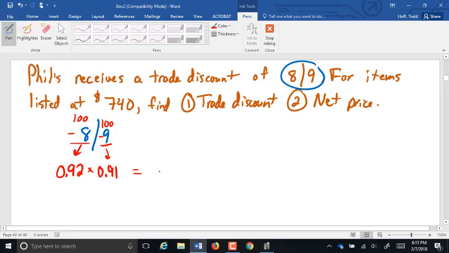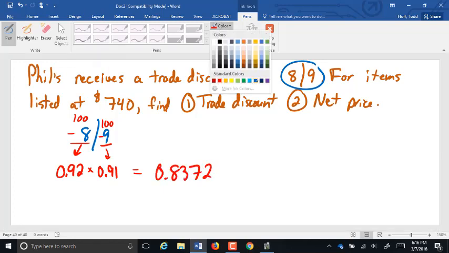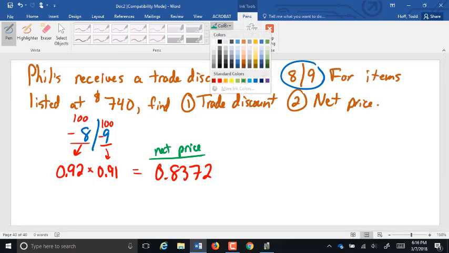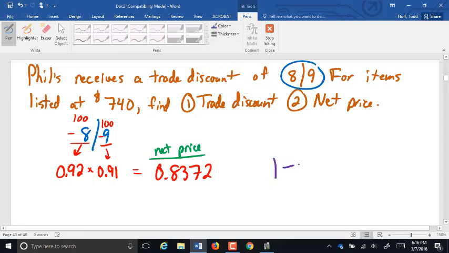and we get 0.8372. That amount, does that relate to the discount or the net price? That relates to the net price. The amount for the discount would be 1 minus that. 1 minus 0.8372, which is 0.1628. That relates to the discount.